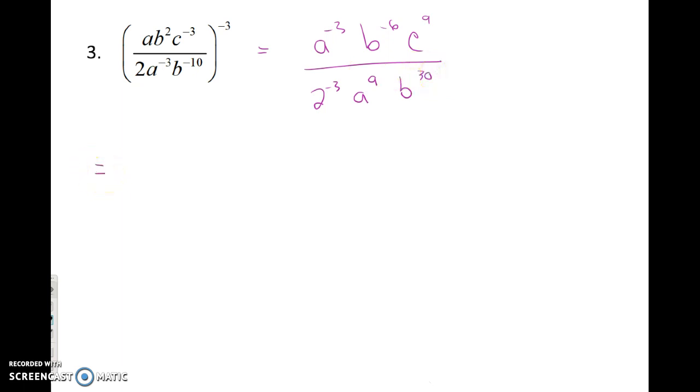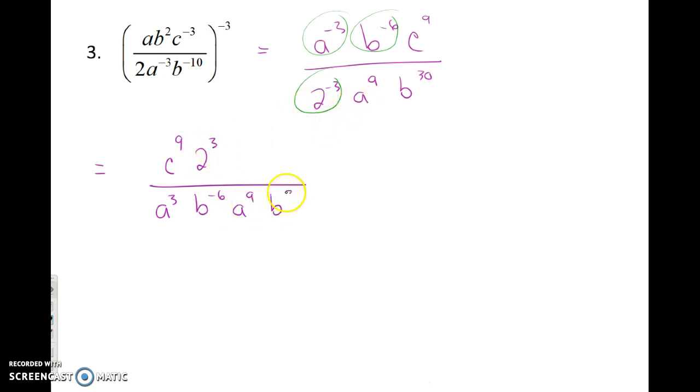For step 2, anything that is a negative exponent, I am going to move to the other side of the fraction, leaving everything else the same. A to the 3rd goes down, b to the -6 goes down, c to the 9th stays up, 2 to the 3rd goes up, a to the 9th stays down, and b to the 30th stays down.